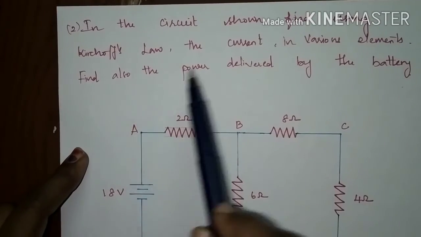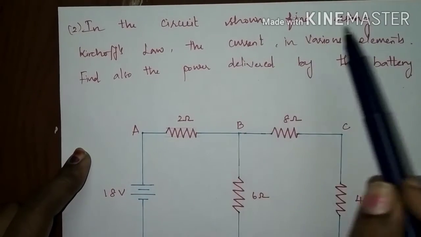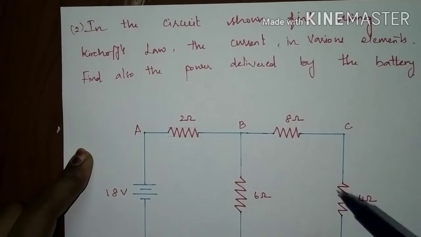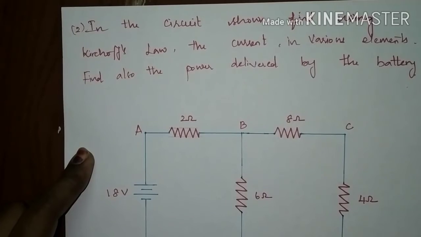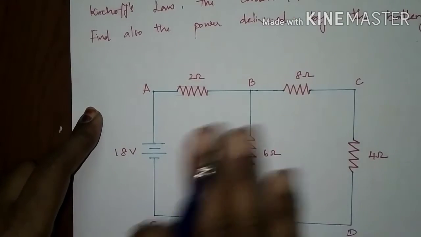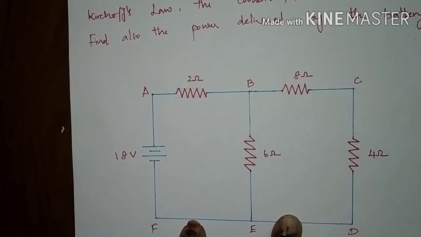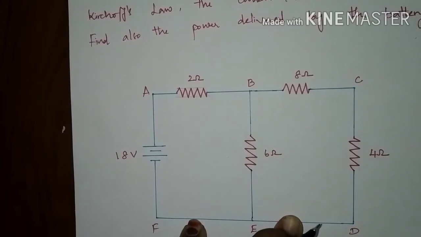In this problem, for the circuit shown, find the current flowing in each branch by using Kirchhoff laws and also the power delivered by the battery. See, it has 2 meshes. We can solve this problem by using mesh analysis also. Now I will show how to solve it by using Kirchhoff laws.